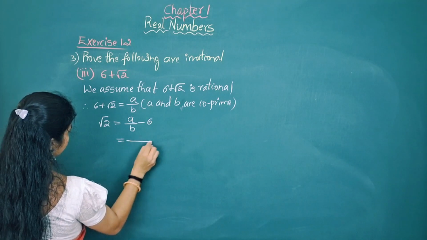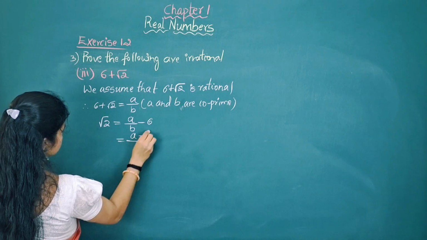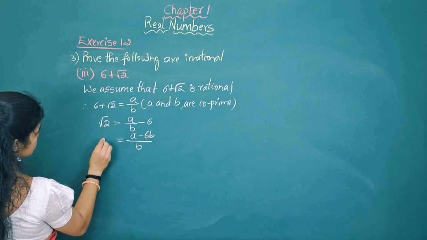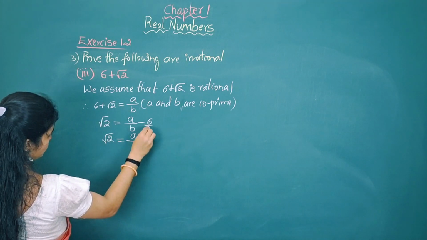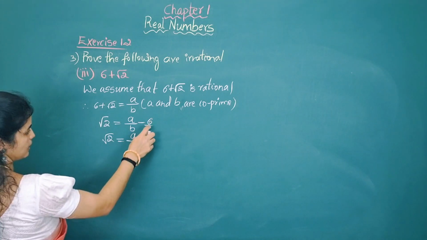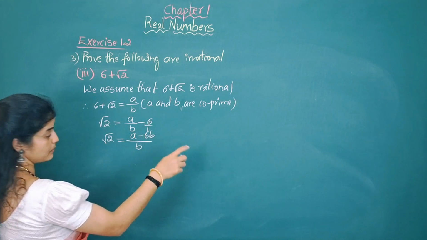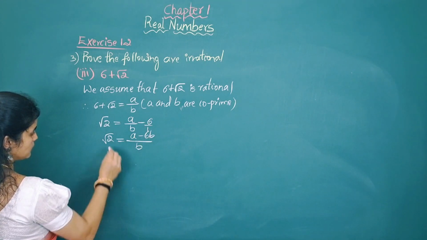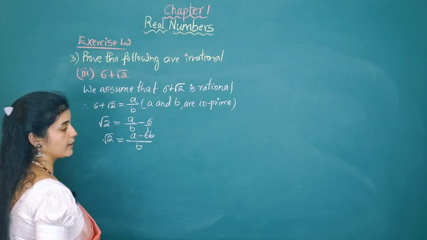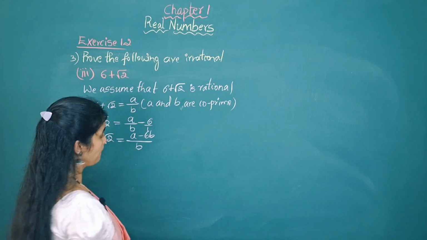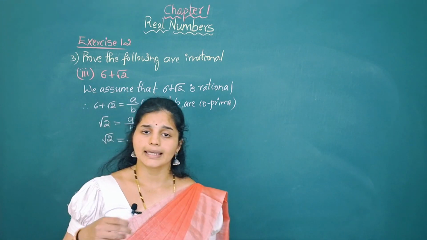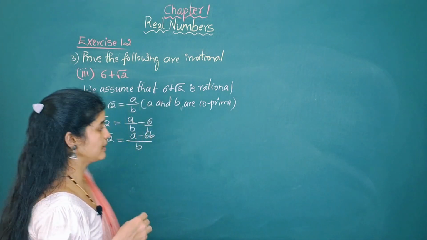So taking LCM, I can write root 2 is equal to a minus 6b divided by b. Okay, LCM of 1 and b is b. So here 1 has to be multiplied by b, so it is 6b. So we have written root 2 is equal to a minus 6b divided by b. You know, a and b are integers, right?